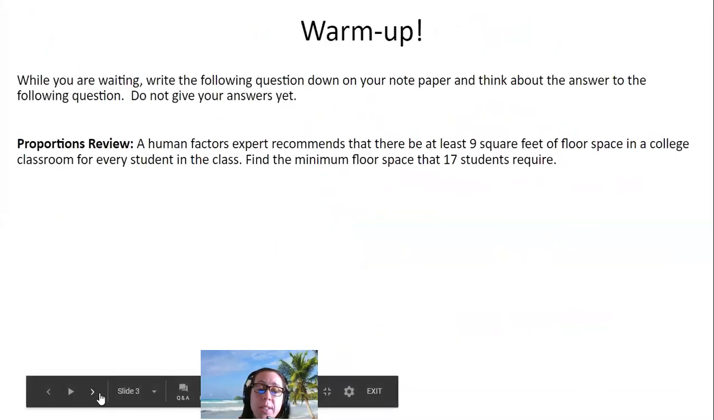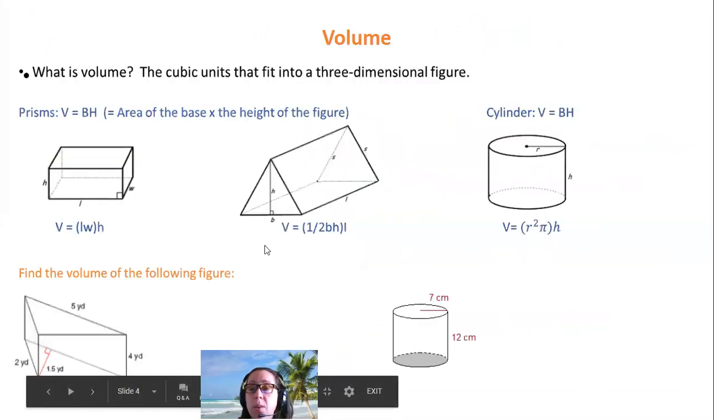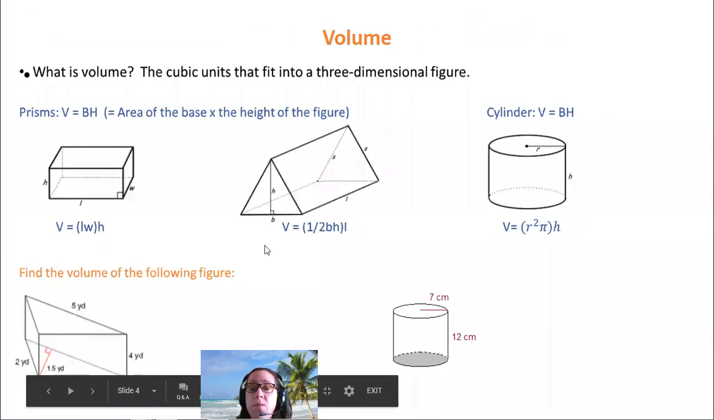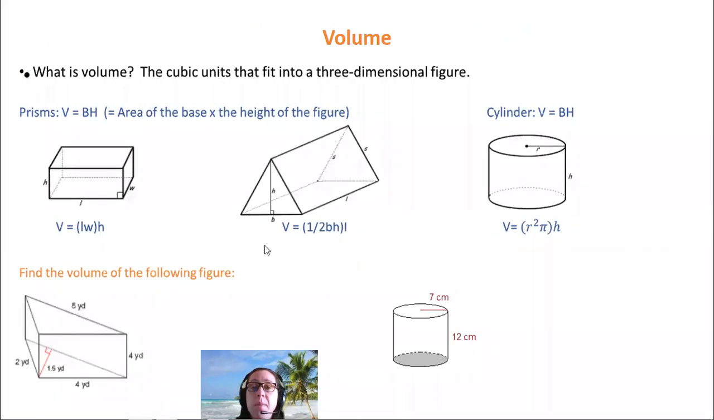Okay. First thing we're gonna talk about is volume. The formula for volume is the area of the base times the height. That's all you're doing. Area of the base times the height. What is volume? We have the definition up there, but does anybody have a better way of wording it? What does that mean? What is volume?